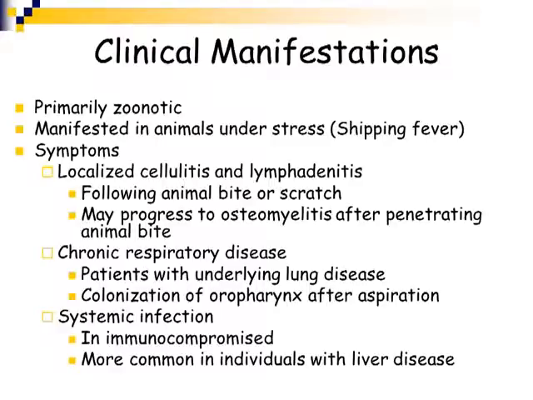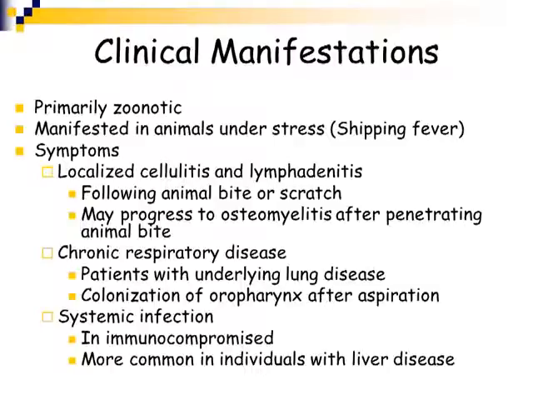So what happens is, in an individual that gets bitten or scratched by an infected animal, it can cause a localized cellulitis, inflammation, lymph node swelling, or lymphadenitis. It can progress to osteomyelitis if the animal has a very penetrating bite and actually bites into the bone.